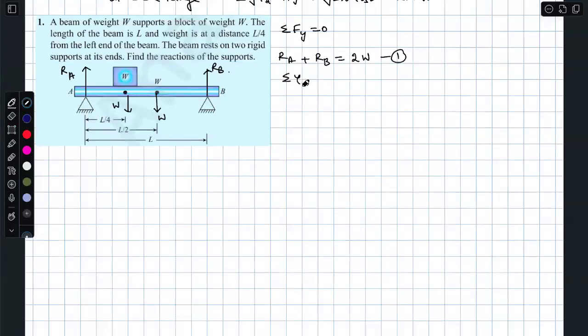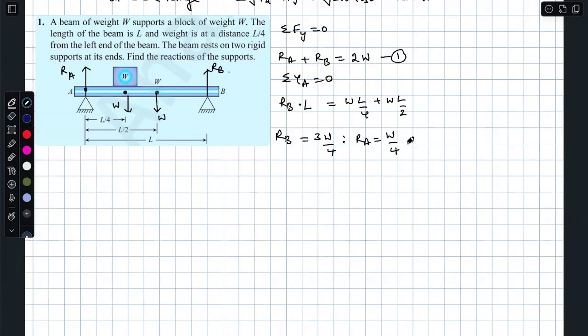Now you take the torque about A, about this point. Then what happens? RB times L is the only anticlockwise torque. And the others, W times L by 4 plus W times L by 2, both are clockwise torques. So clearly RB is 3W by 4. So therefore RA is W by 4.